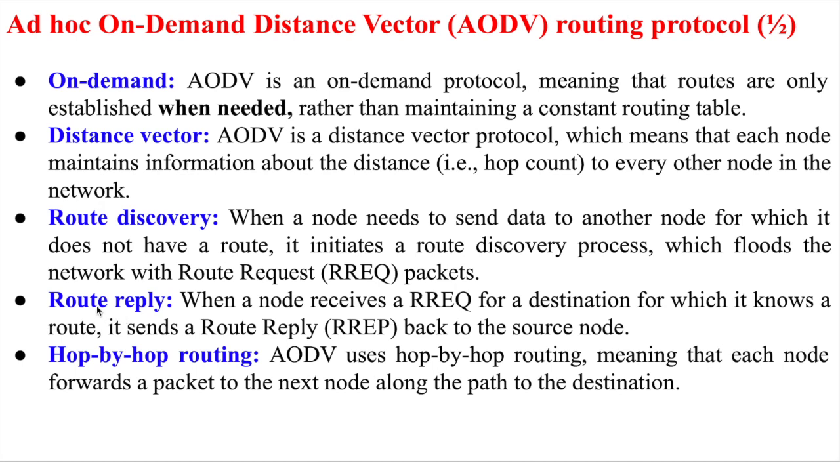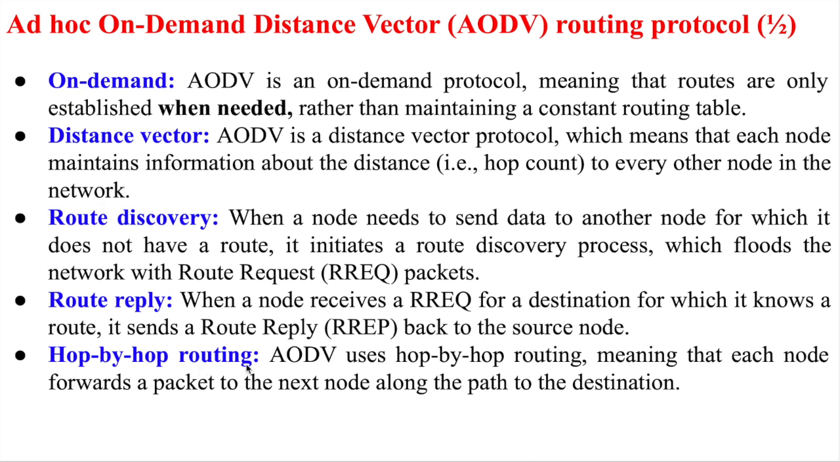Okay, and whenever a node receives the route request message for a destination for which it knows a route, it sends the route reply message back to the source node, if they have the destination information. Otherwise, they forward this route request message to another node. If I have the destination information, I reply back with a route reply message to the source node. So with the help of these route request and route reply messages, AODV can make the routing path.